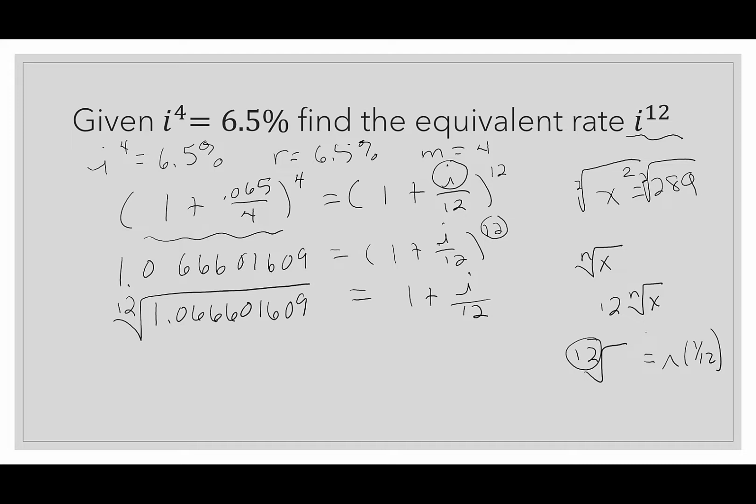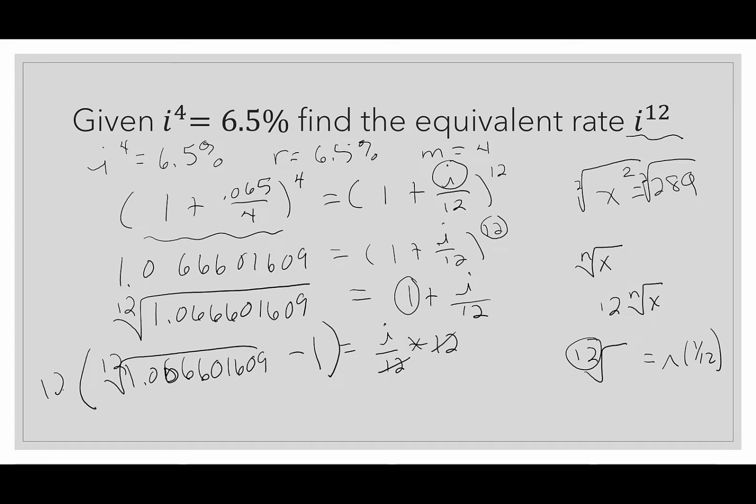So I just want to think strategy-wise, what else do I want to do? Well, I would like to subtract 1. So I'm going to have this 12th root of 1.066601609, minus 1. That's going to be i over 12. So I need to get rid of the 12. So I'm going to put parentheses and multiply by 12. So this is what we have at the end.